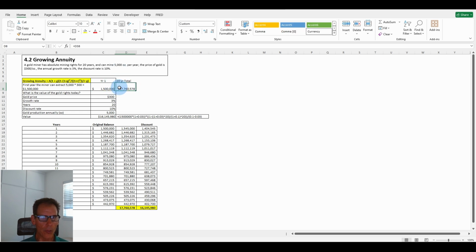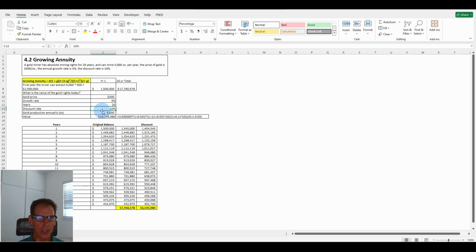We're not looking at a growth factor here, are we? So we have gold prices at 300. We have the growth rate of 3%. We have 20 years. We have a discount rate. Why? Because I have an expectation. I have earnings, and I need a return. And it's got to be 10% or more.